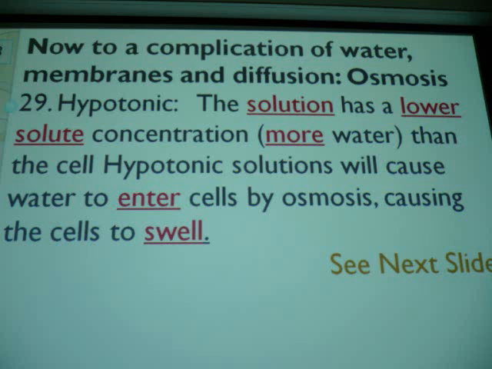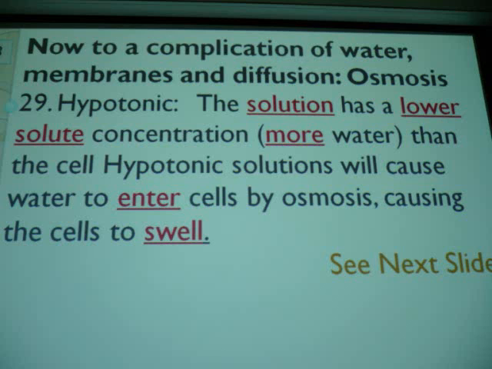Now, the prefix hypo, what does it mean? Lower. Low. A little bit, not much, less, right? So it means not much. Now, my next thing, you see that word T-O-N, ton? There's not much stuff in a hypotonic solution. So if there's not much stuff in a hypotonic solution, there must be more in the cell, right?